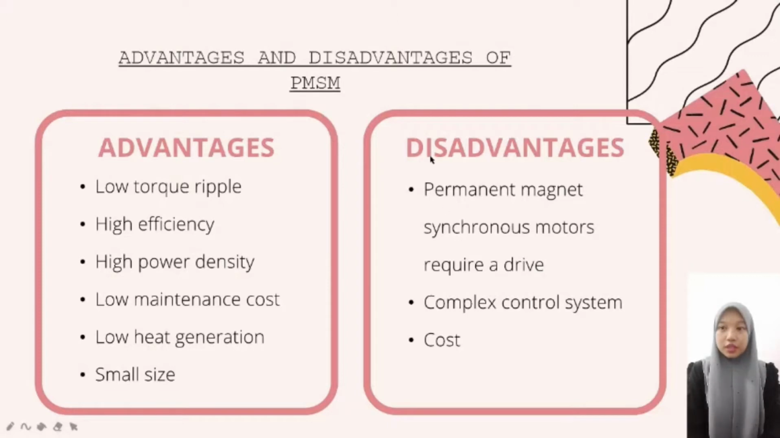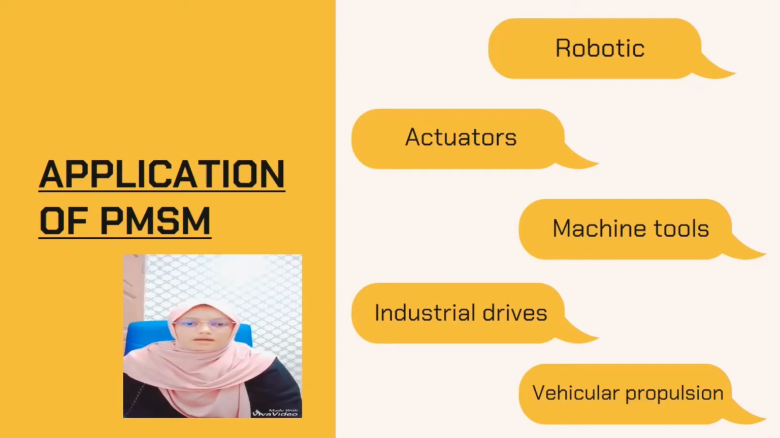As for the disadvantages, permanent magnet synchronous motors require a drive and a complex control system, and the cost is very expensive. I will now explain the applications of PMSM. The applications of PMSM are in robotics, actuators, machine tools, industrial drives, and vehicular propulsion.